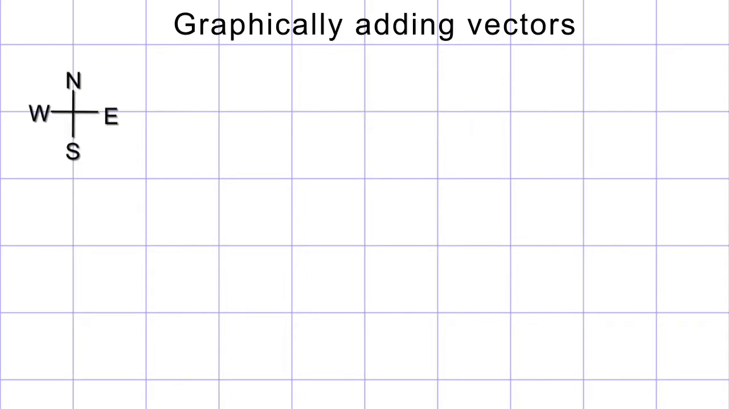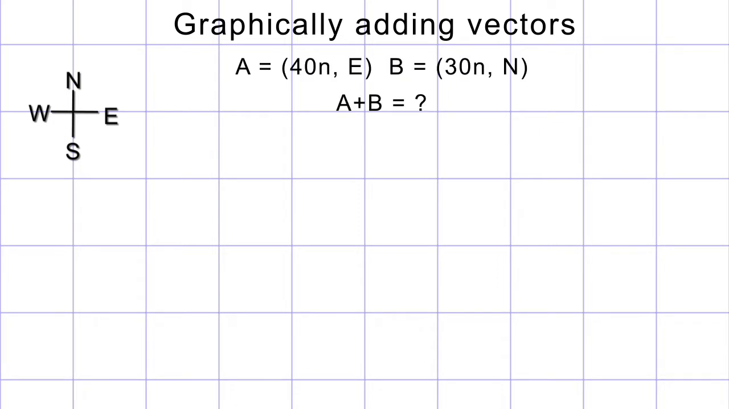So what we want to do is put a coordinate system on our graph paper: north, south, east, west. And we're asked to add the vectors A and B. So what does A plus B equal? Well, first we have to pick a scale. We're going to say 1 square on our graph paper equals 10 N, or 10 newtons.